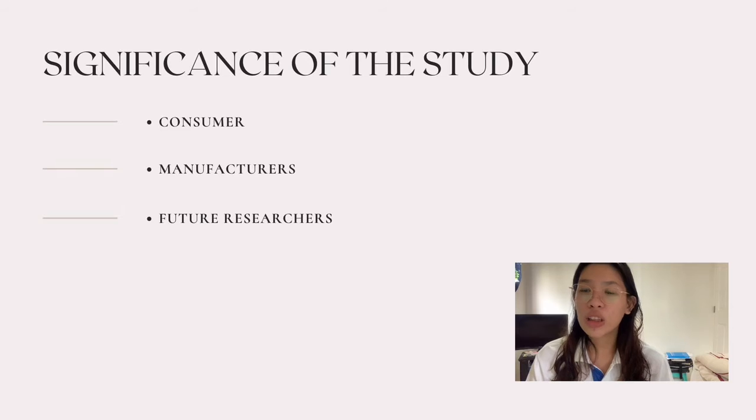And for the manufacturers, they can also use this as a guide for improving their product and eliminating the risks and hazards that each ingredient brings in their own composition of antibacterial soap. And lastly, the future researchers can use this as a guide to conduct further research about the ingredients or components found in antibacterial soaps.